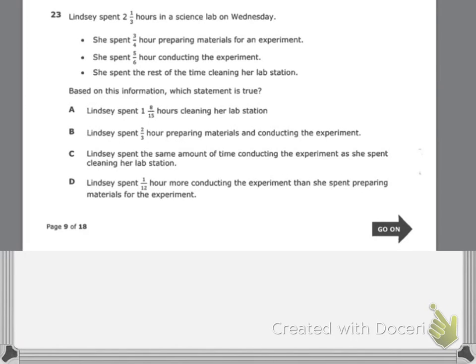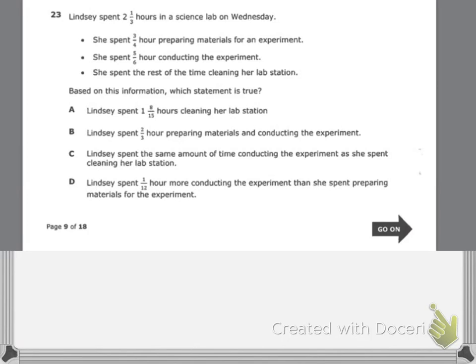Number 23. Lindsay spent 2 1/3 hours in a science lab on Wednesday. She spent 3/4 of an hour preparing materials for an experiment. She spent 5/6 of an hour conducting the experiment. She spent the rest of the time cleaning her lab station. Based on the information, which statement is true?